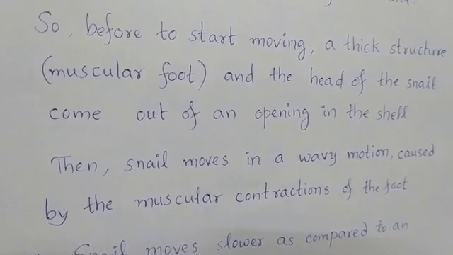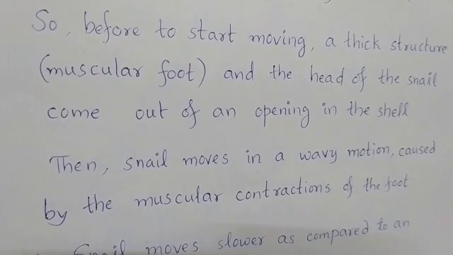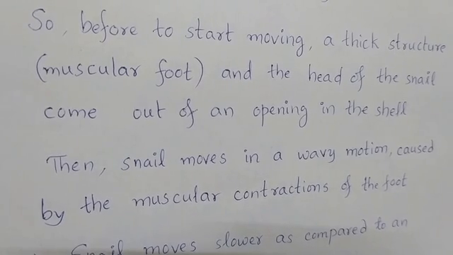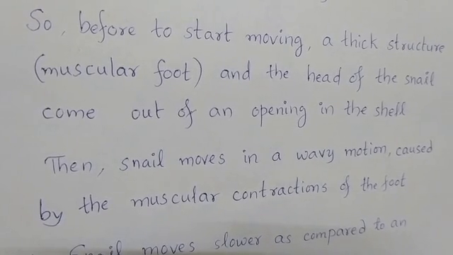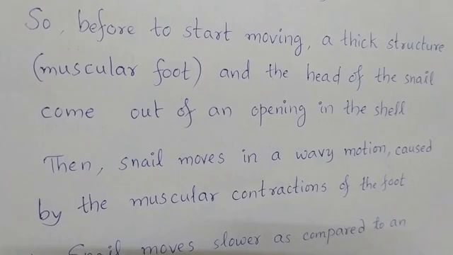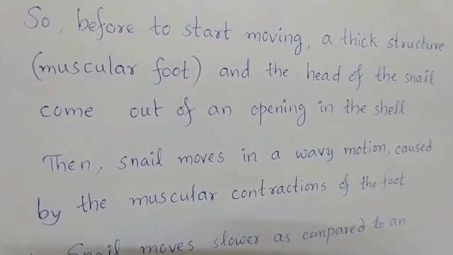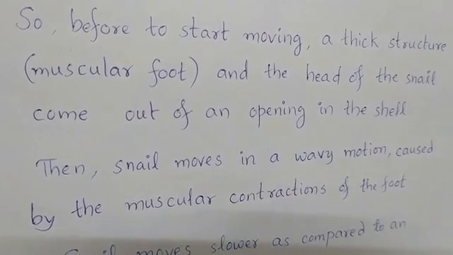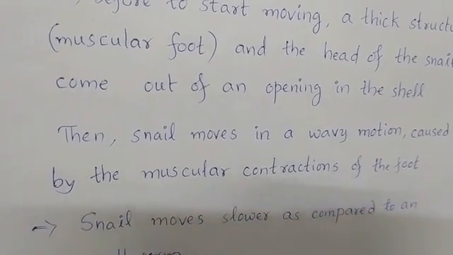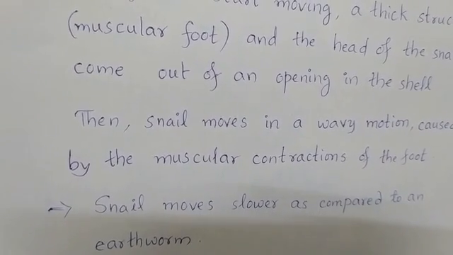Before starting to move, a thick structure, that is the muscular foot, and the head of the snail come out of an opening in the shell. Then the snail moves in a wavy motion caused by the muscular contractions of the foot. Snail moves slower as compared to an earthworm.